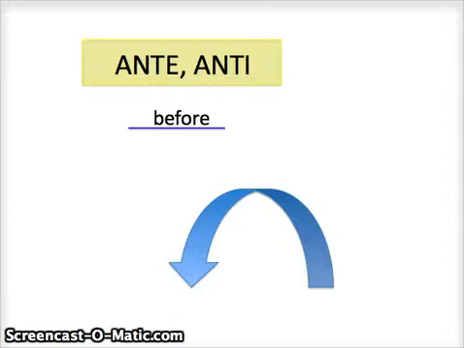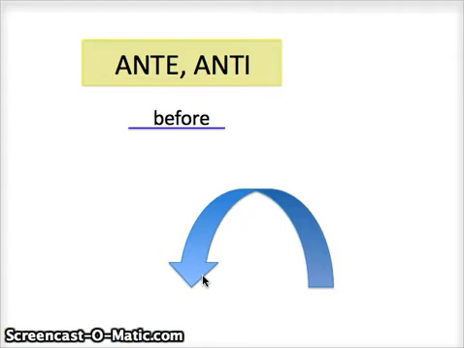We're going to be on page 18 of your Roots book today. It's ante, anti, and it means before. I always think of a big arrow swooping backwards when I think of this root. To help me remember it, that's the image I draw. The ante spelling always means before.